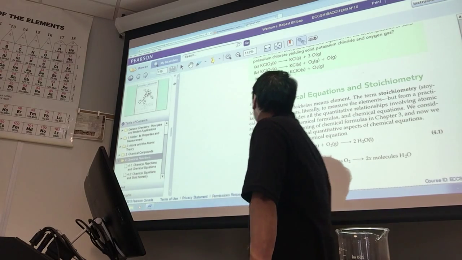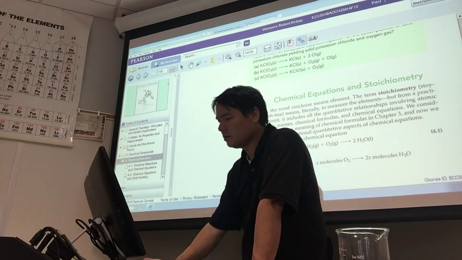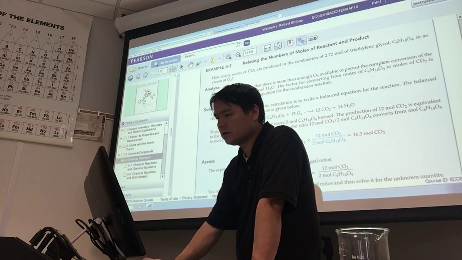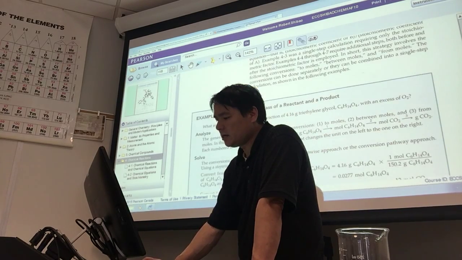Here's an example of redox. That was a redox reaction there. There's another redox, combustion of hydrogen. Potentially very violent redox reaction. Here's a standard stoichiometry problem here.